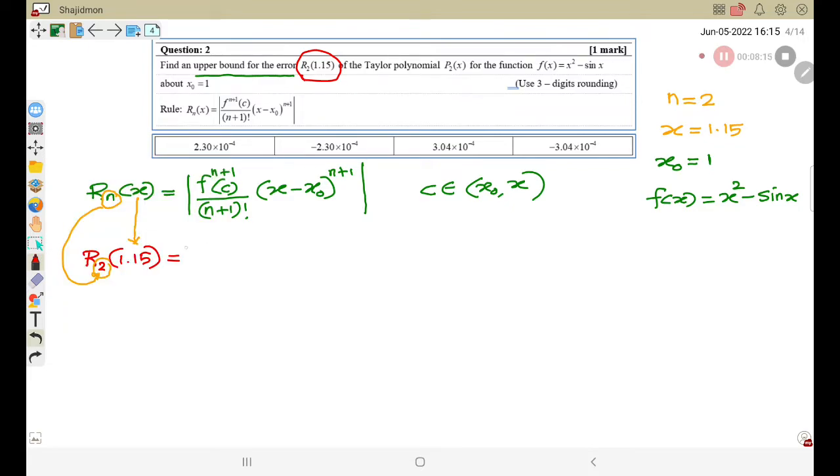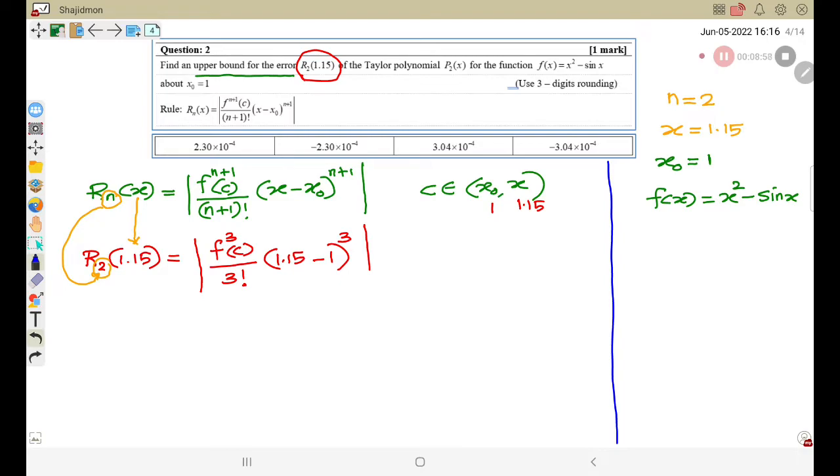So R2 of 1.15 equals the absolute value of f^(n+1) of c, where n is 2, so n plus 1 means 3, divided by 3 factorial, times 1.15 minus x naught, that is 1, to the power n plus 1, which is 3, correct? Where c is a number belonging to x naught to x, x naught is 1 and x is 1.15. You can just note that there.